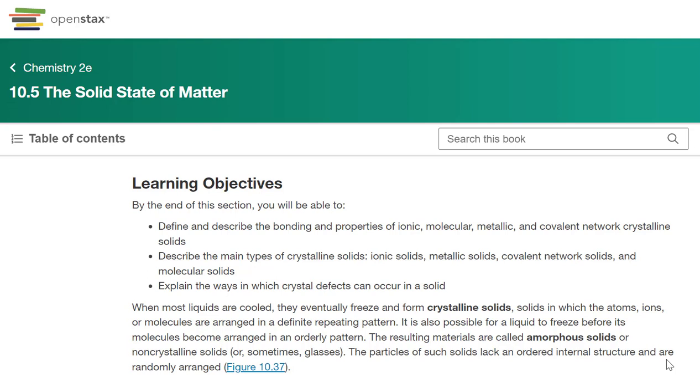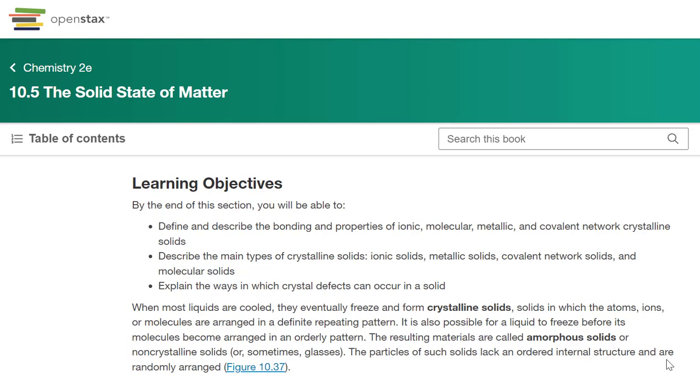So the learning objectives here: define and describe the bonding and properties of ionic, molecular, metallic, and covalent network crystalline solids. Describe the main types of crystalline solids: ionic solids, metallic solids, covalent network solids, and molecular solids. And then we won't really be too concerned with the last learning objective that we're showing there.